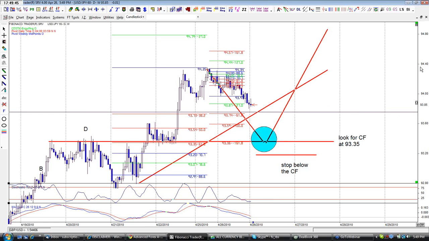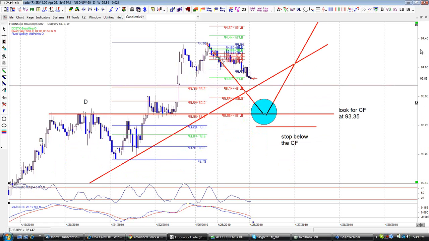So what we do is we look for support and resistance areas. We try to find a pattern inside that area. If we find a pattern inside a resistance area or support area, we can buy it or sell it.